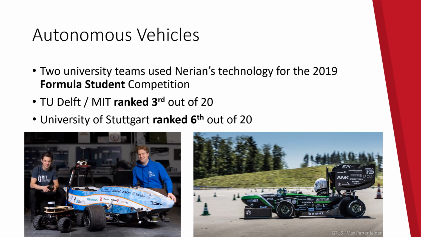Formula Student is a competition for student teams to build race cars, and they have one competition where the teams actually build autonomous race cars. And we sponsored 2 teams for this competition. One team was a joint team by TU Delft and MIT that actually achieved 3rd place out of 20 at the main competition. And we also sponsored a team from the University of Stuttgart that ranked 6th out of 20. And we also sponsored University of Stuttgart for this year, but unfortunately the event was cancelled due to COVID-19.